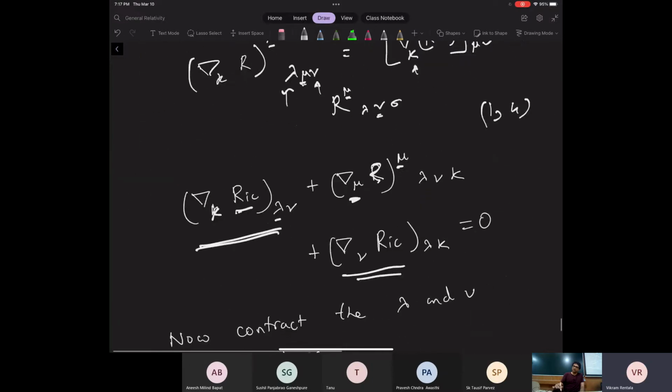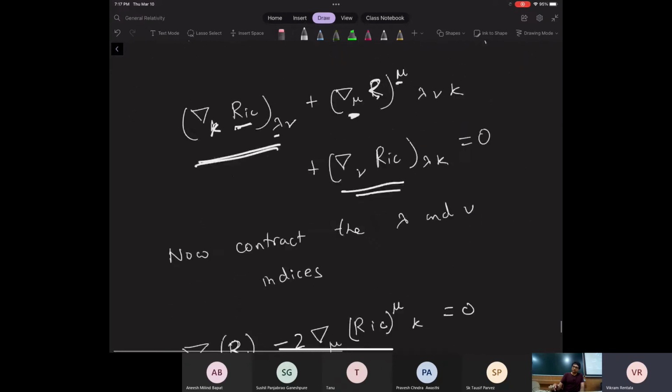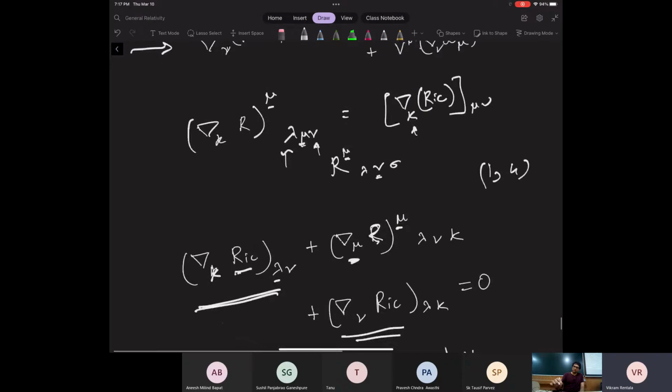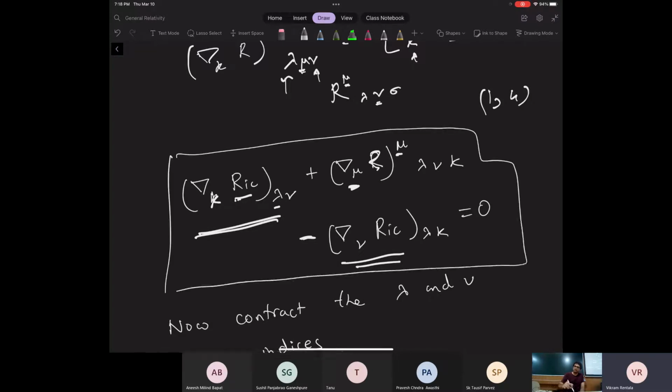So that's what I get here. Okay, so the third term is, I made a mistake. Yeah, I think I made a mistake. There's a minus sign here. So these are the three terms now.